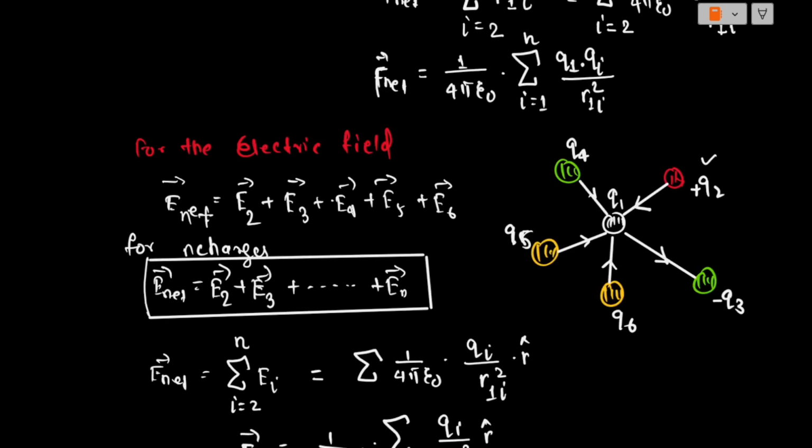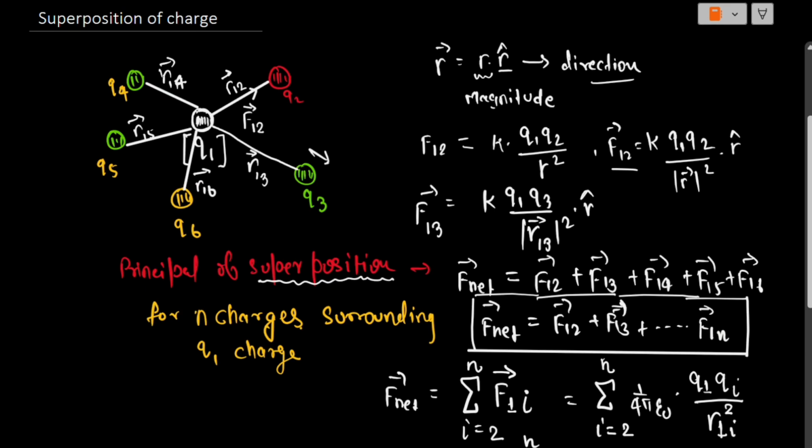So do you get how the principle of superposition works? All right, so let's dive deep into it. Now there's one more point. Here we have a q1 charge, and this q1 charge is surrounded by many charges, q2, q3, q4, q5 and q6.